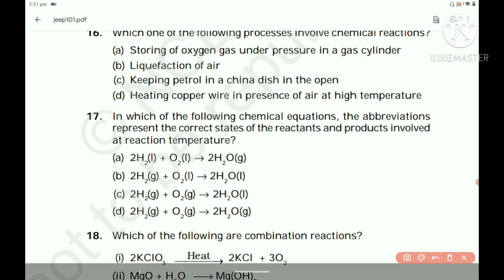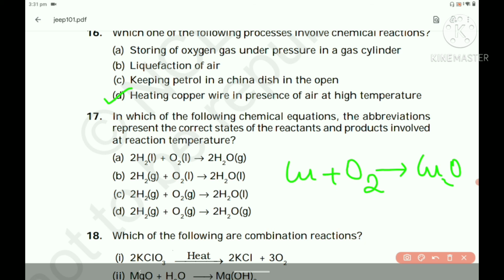Which one of the following processes involves chemical reactions? I think this is very easy. Storage of oxygen under pressure in a gas cylinder, liquefaction of air, keeping petrol in a china dish in the open, heating copper wire in the presence of air at high temperature. By looking at this only, you'll get to know it's D, because copper wire in the presence of oxygen will form copper oxide, right?